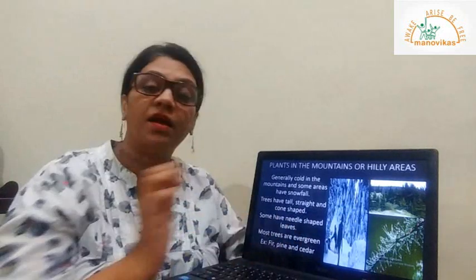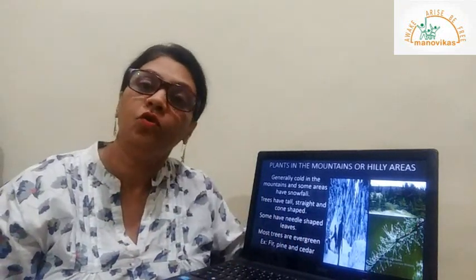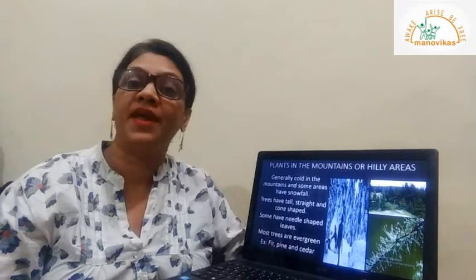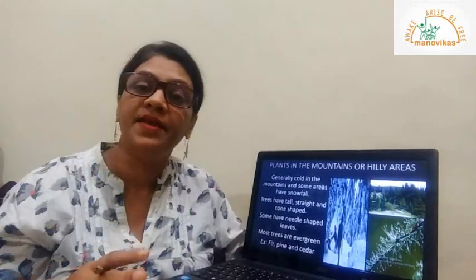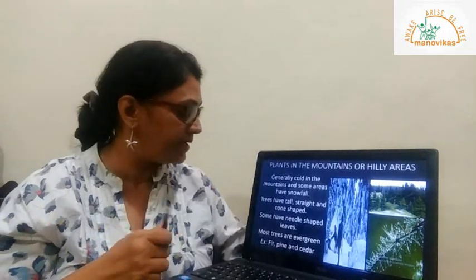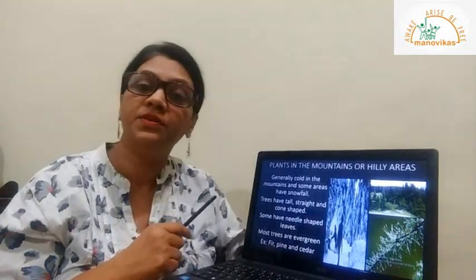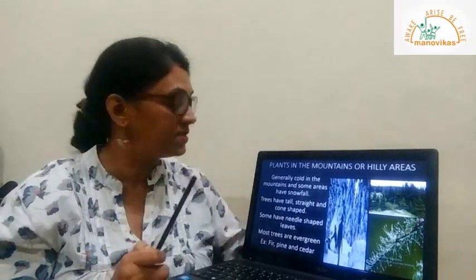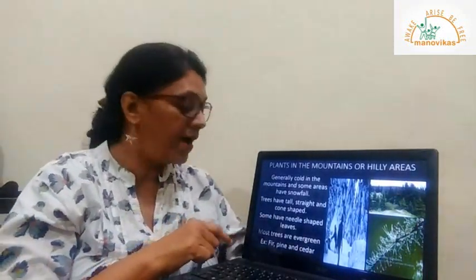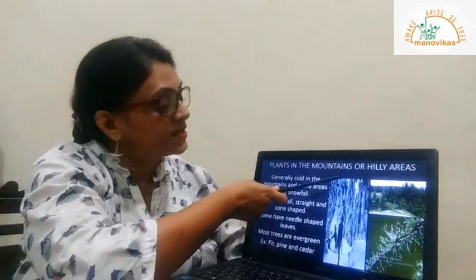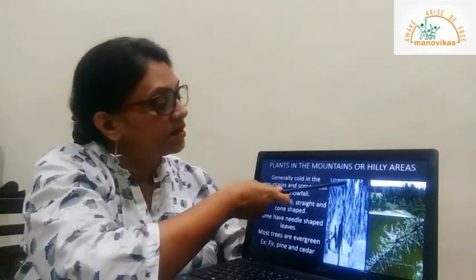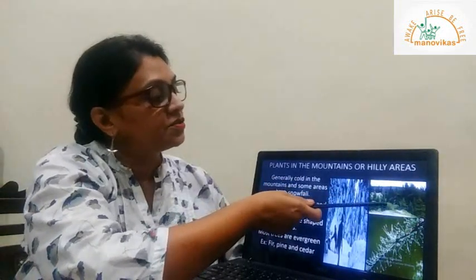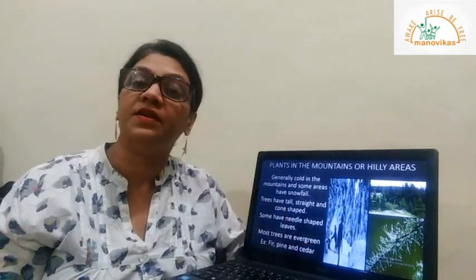The leaves are needle-shaped. Why are they cone-shaped? They are cone-shaped so that the snow or the rain water can slide down very easily. Some of the examples of trees that grow in these areas are fir, pine and cedar. You can see the snow here on the trees, the cone-shaped trees and the needle-shaped leaves.